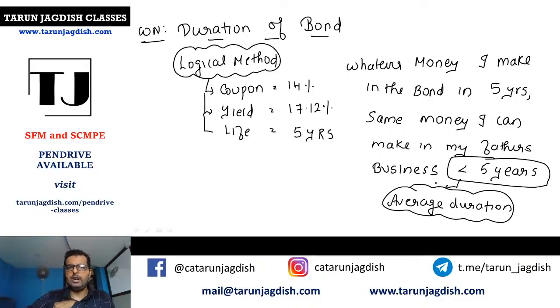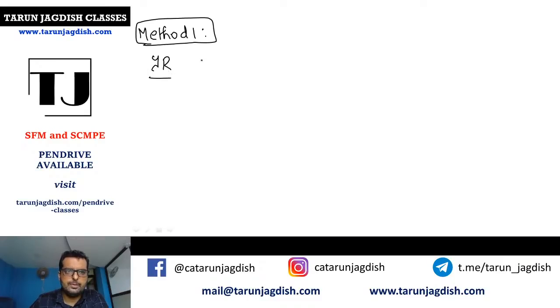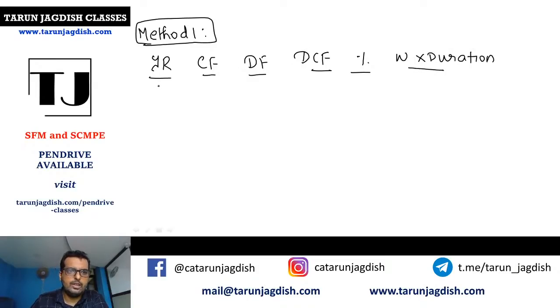Alright friends, if you have written down till here in your books, let's solve it using the table method. I'll give a heading called method 1. Don't use the words table method in the exam, that's just my terminology so that I can explain this easily to you. Here: cash flow, discount factor, discounted cash flow, weight into duration. So here I'll write down 1, 2, 3, 4, 5.